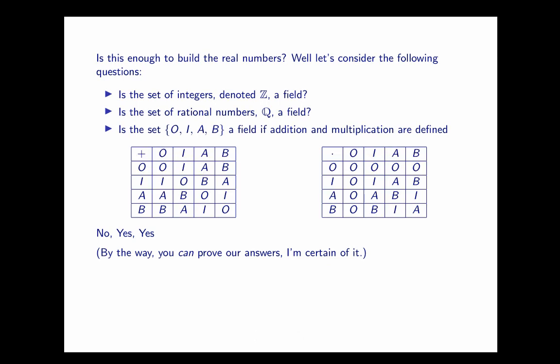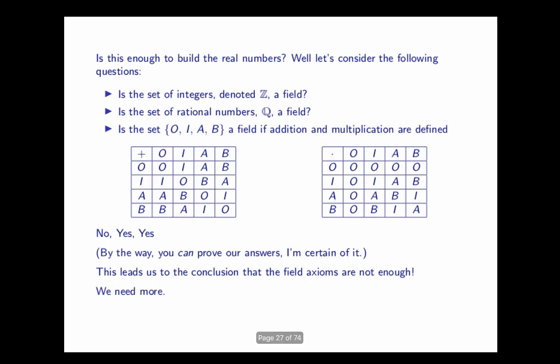Oh, by the way, you can prove that. I'm certain of it. You could do it. You should do it, in fact. It'd be a good exercise. This leads us to the conclusion that the field axioms alone just aren't enough, because we actually can have a 4-element set that satisfies the field axioms. We need more.